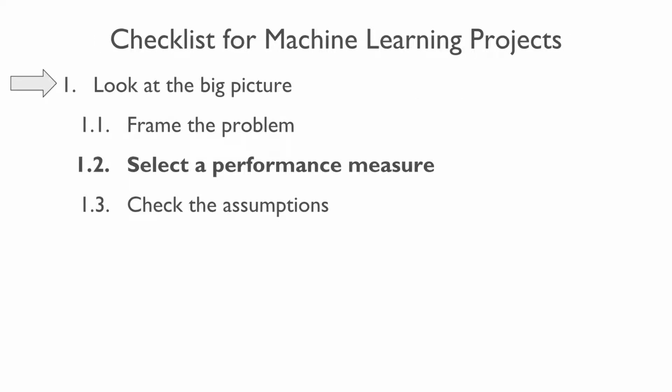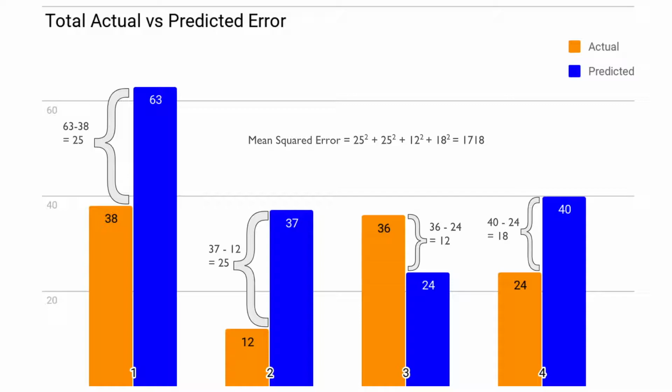The second task in looking at the big picture is to select a criteria for measuring the performance of the model. In other words, we need to select a performance measure. A typical performance measure for regression problems is root mean square error, RMSE, which means the square root of mean squared error. The mean squared error basically is the sum of squares of the errors in each prediction.